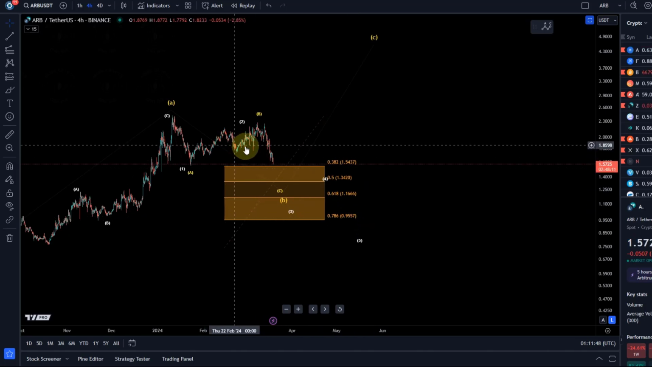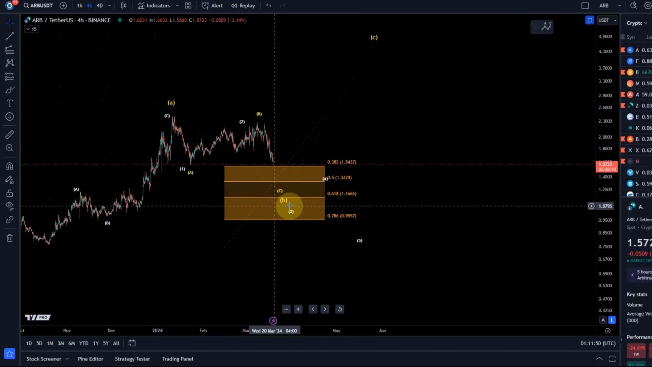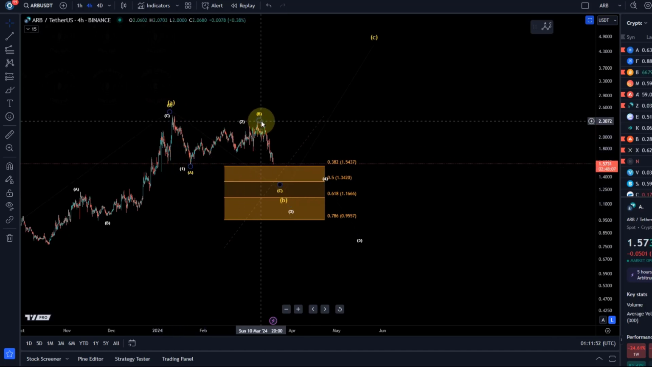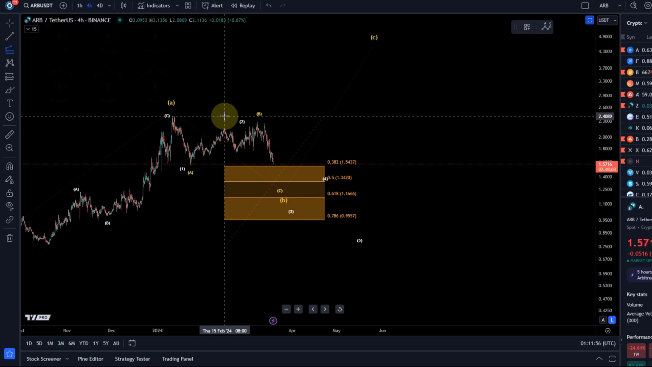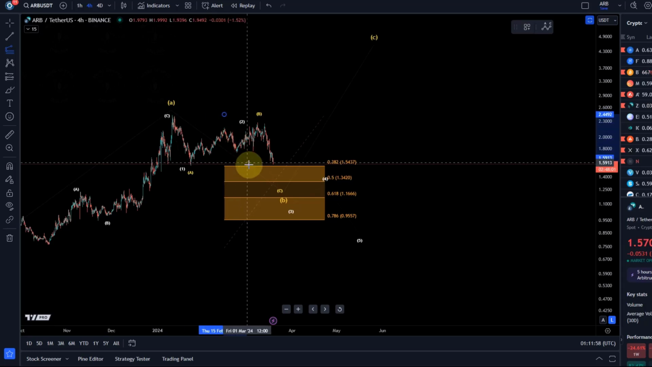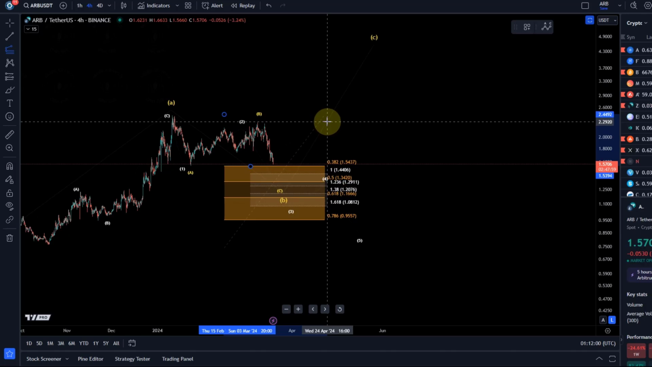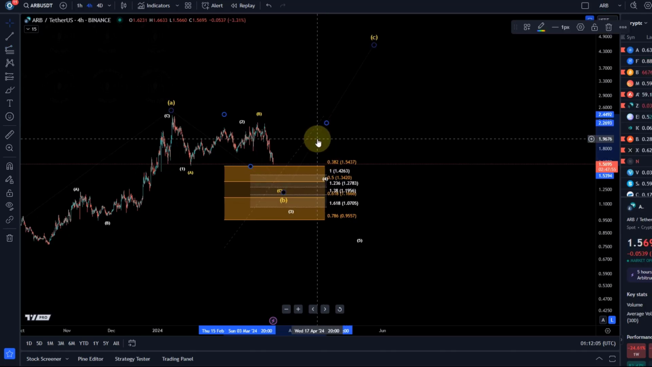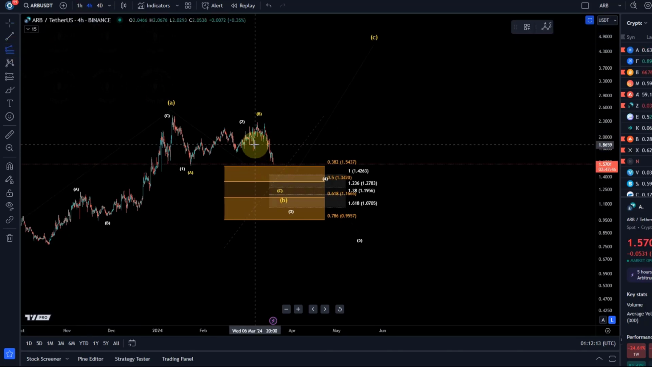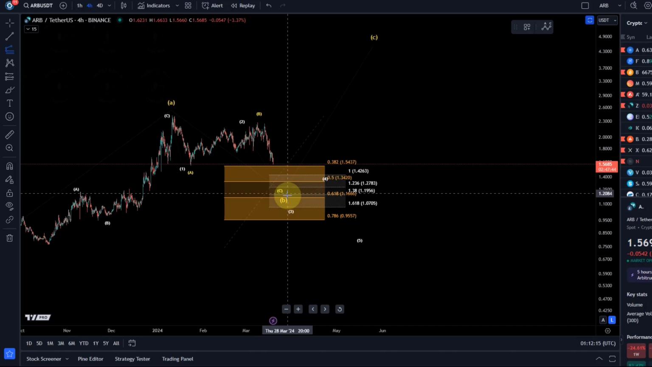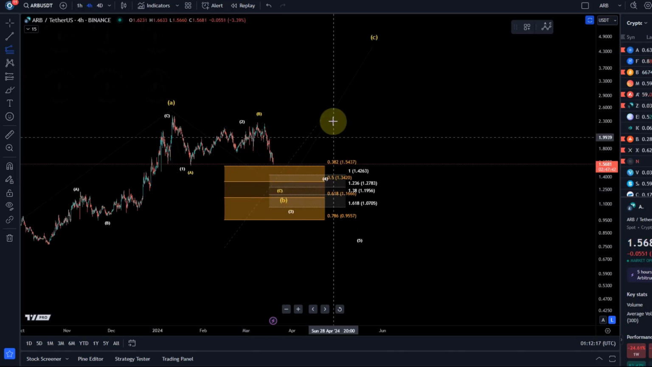$1.16. And because we have an A wave complete in the larger B wave and the B wave complete in the larger B wave, we can calculate a target for wave C. That gives us at least an ideal target range. And it points towards $1.42 to $1.07. So 107 to 142, somewhere there. Most likely the price should, if this wave count is correct, find support and turn around ideally.